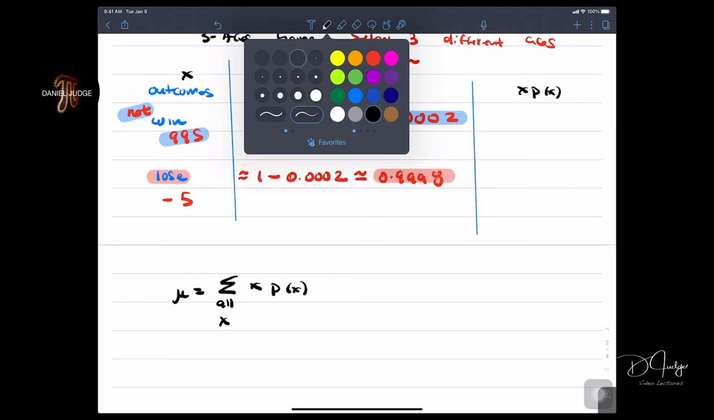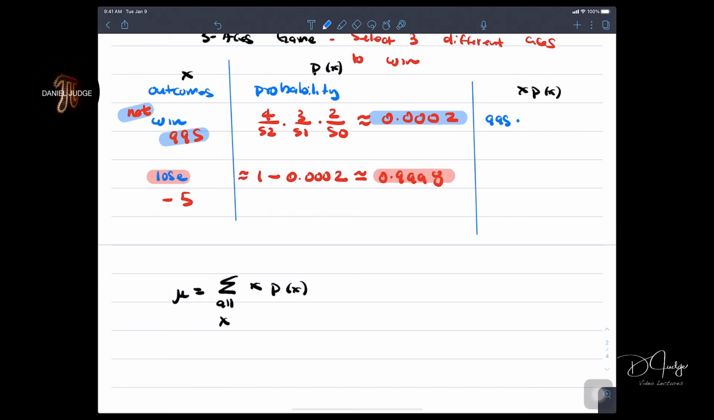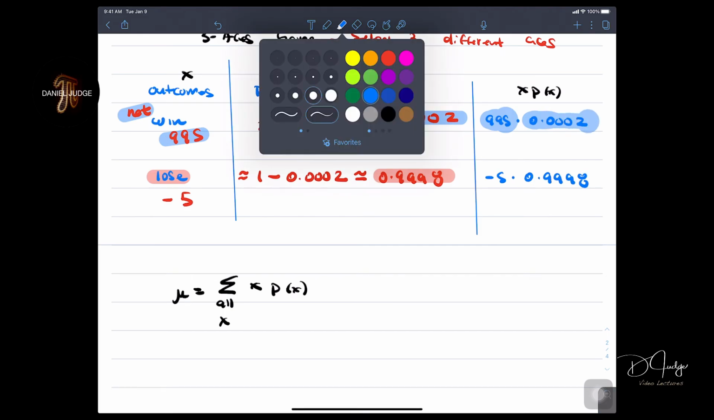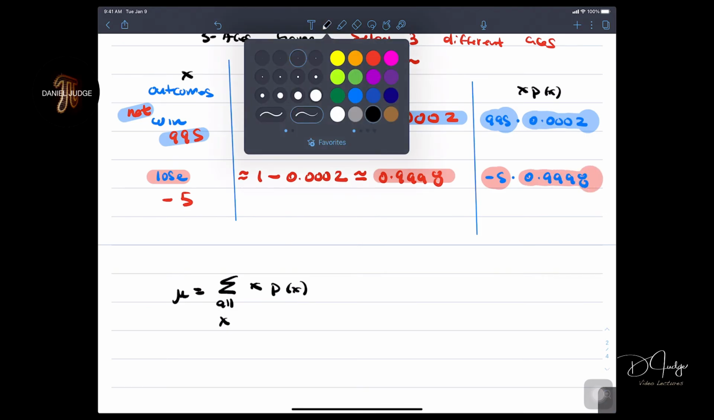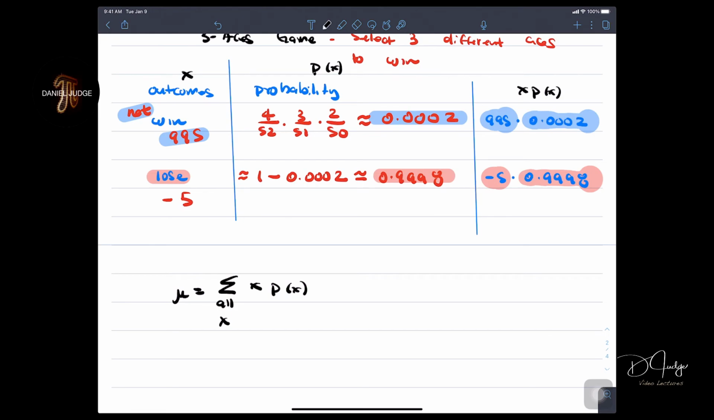And the values are going to be 995 times 0.0002 minus 5 times 0.9998. So we're going to multiply those two values and really multiply those two values, but we're going to add the results. So a couple of ways we could do this. I'll do this a little bit differently here. And, you know, like we're going to add these here. So let me show you directly in the TI.